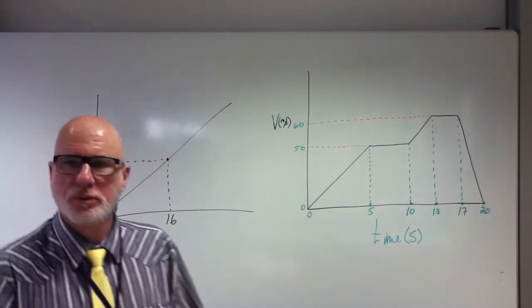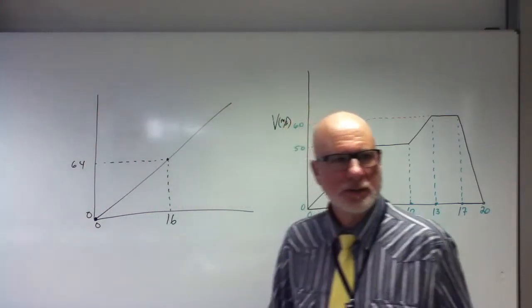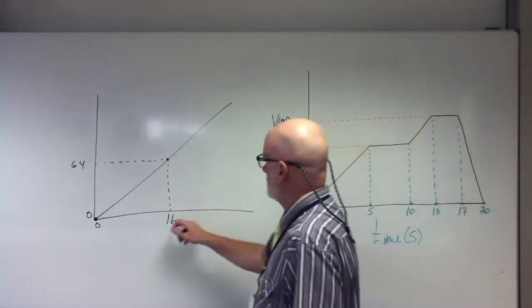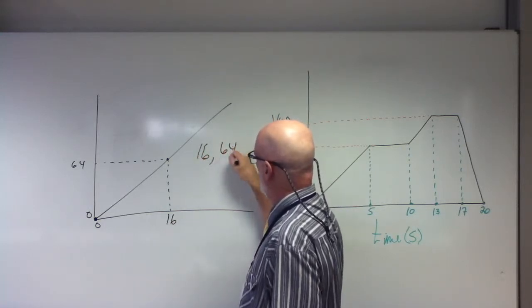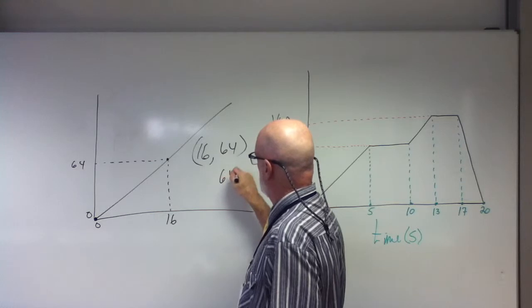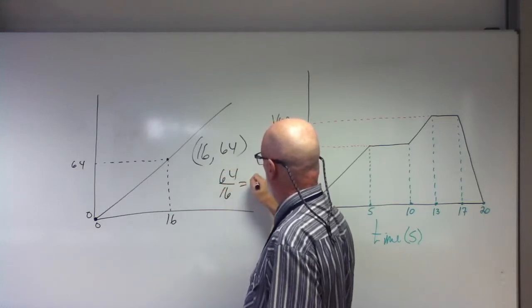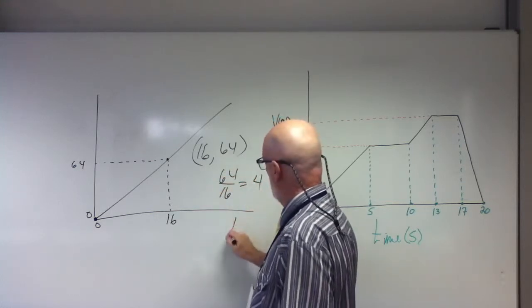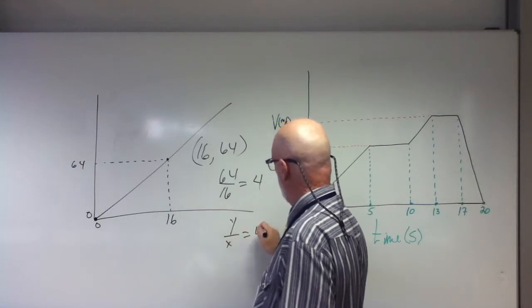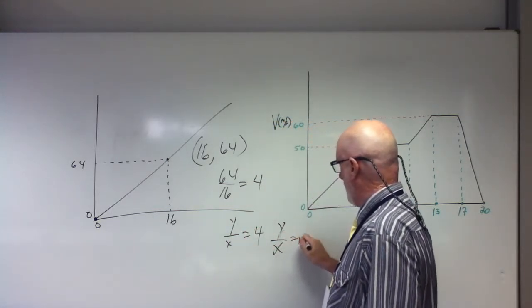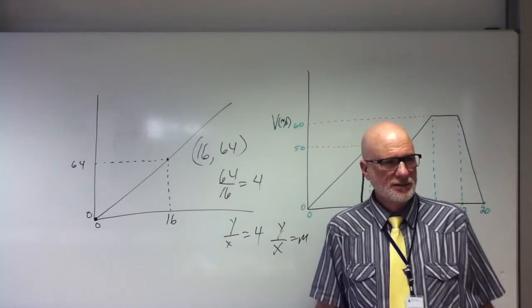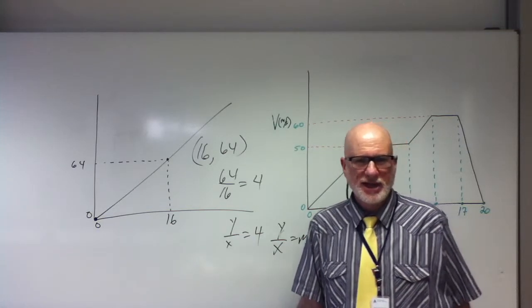What's the slope? Laura? 4. Because it's 16 and 64, right? 64 over 16 equals 4. Y over x equals 4. Y over x equals m. Yes? Right?